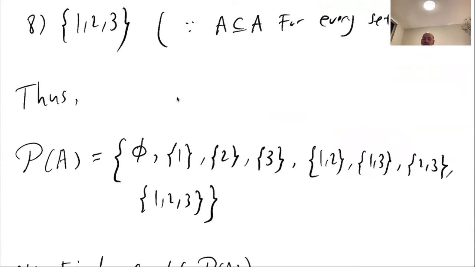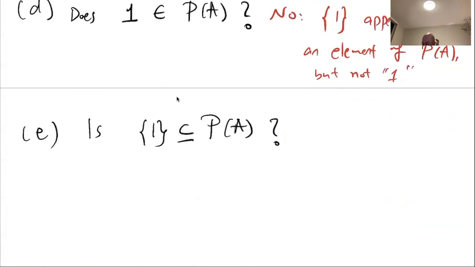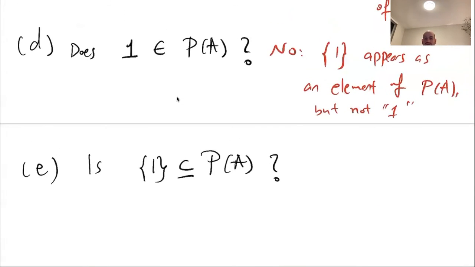Well, we have to think about the definition of subset again. When do we say that a set is a subset of another set? If every element inside the first set is also an element inside the second set. Now I have two sets here. On the left-hand side, I have a set containing 1. I have to check whether every element inside the first set is also inside the second set. My first set has only one element, which is the number 1. Now, is the number 1 an element of P of A? We saw in the previous part that the answer is no.